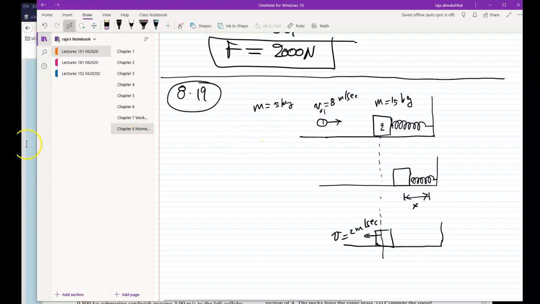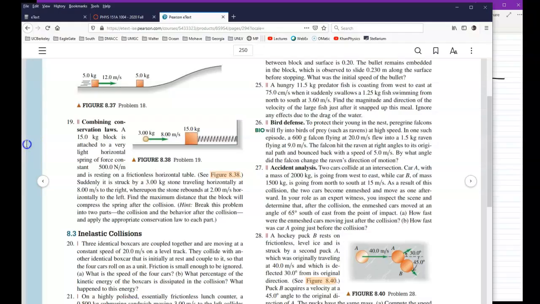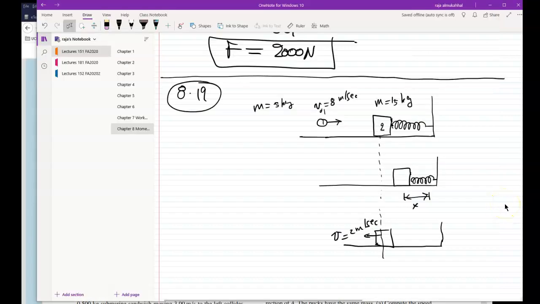So if I look at it again, he says, let me go back. Okay, the spring constant 500, 3 kilogram. Find the maximum distance that the block will compress the spring. So I want to know the x value. So this is a value of k, where k here is 500 Newton per meter.